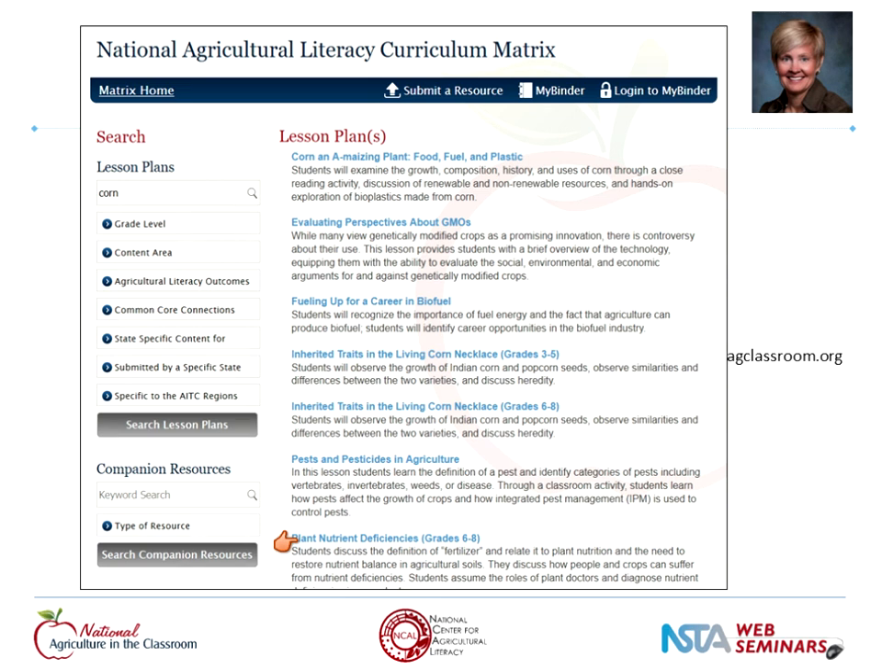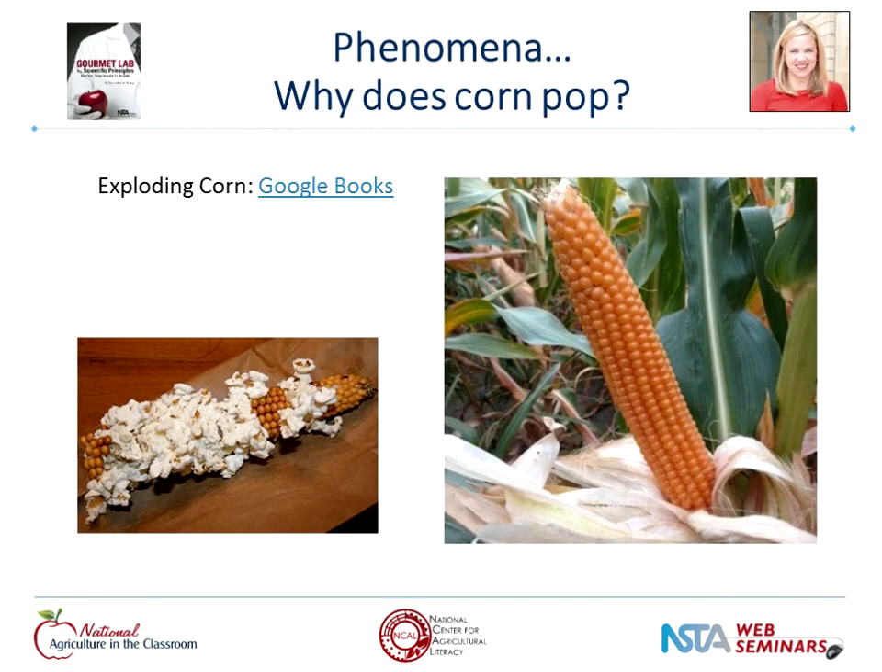That segues really nicely into what Sarah's going to talk about, which is one of those other publicly available lessons inside of her book, Exploding Corn. So Sarah, I'll let you talk about this particular activity.